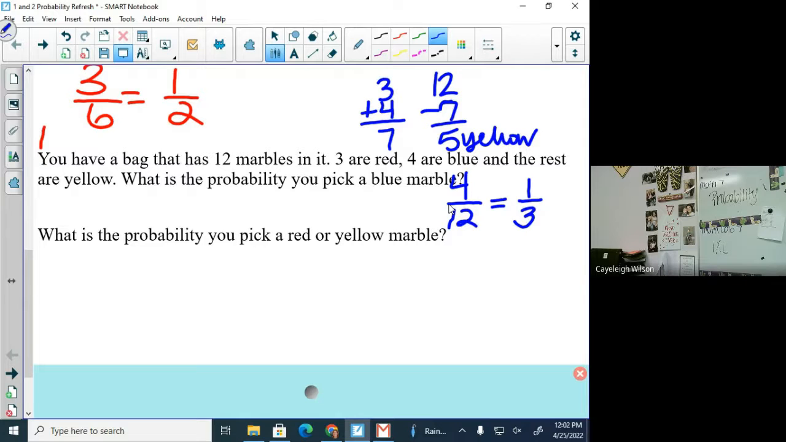Okay, so red or yellow. So there are 3 red. There are 5 yellow. So that's 8 out of the 12 marbles, which reduces by 4 to be 2/3.